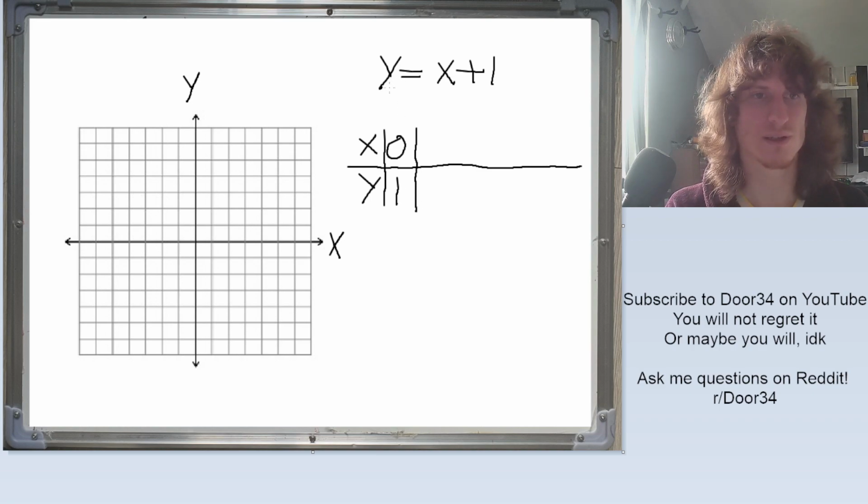Let's look at x equals 1 next. Then we're going to get y equals 1 plus 1, which is just 2. Same again. Let's look at x equals 2. Then we're going to get y equals 2 plus 1, and 2 plus 1 is 3.